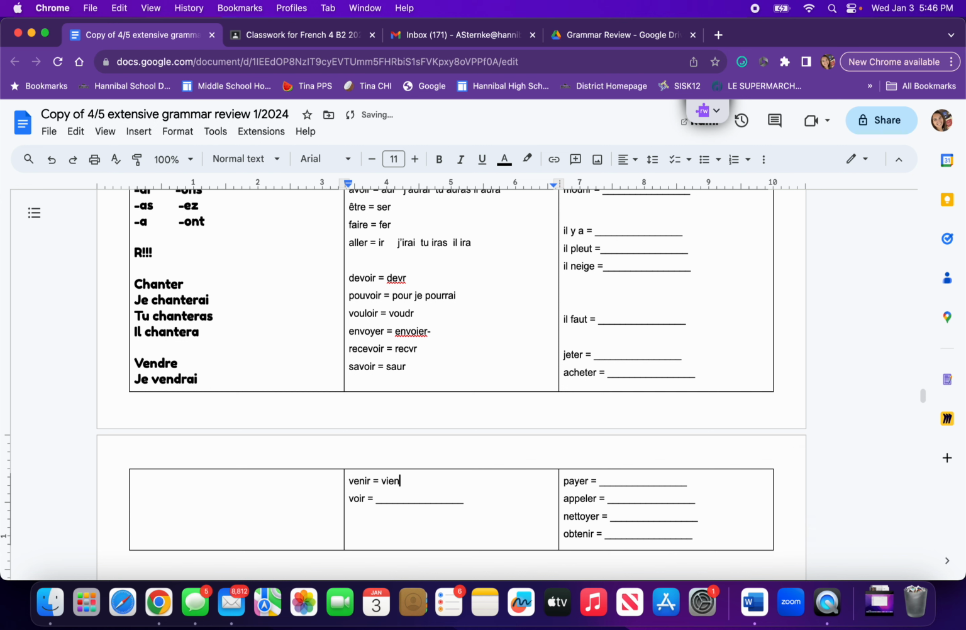Viendr, VIENDR. Okay, so that's going to be the same for like devenir, deviendre. That's going to be your root there. Those are hard to say without an ending on it. So like he will become president someday. Il deviendra président.